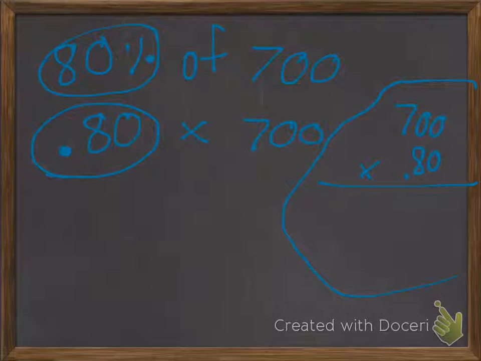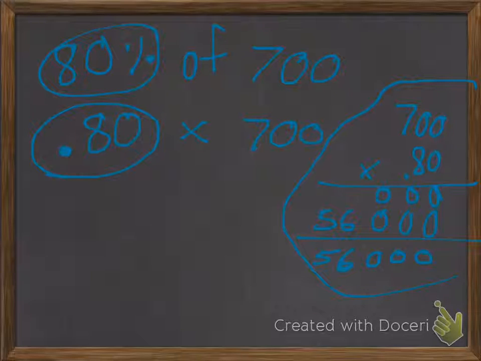Well, if we look at the ones digit, 0 times 0, 0. 0 times 0, 0. 0 times 7, 0. We need to add a placeholder 0 now because we're in the tens column. 8 times 0 is 0. 8 times 0, 0. 8 times 7, 56. We add this up. 5, 6, 0, 0, 0.